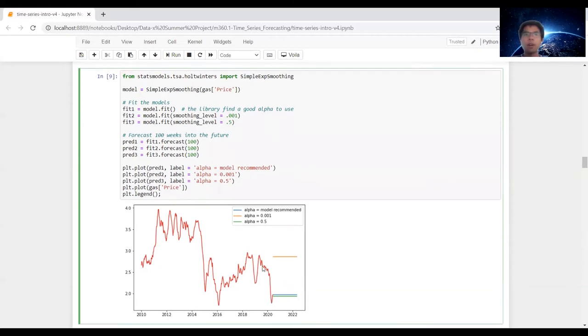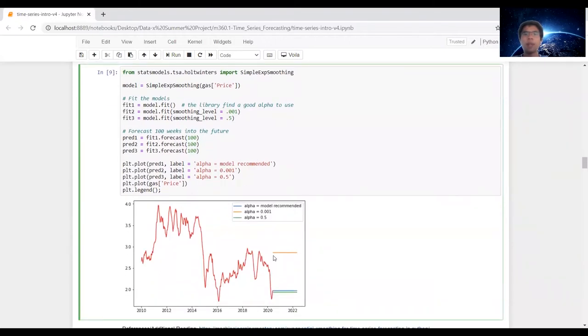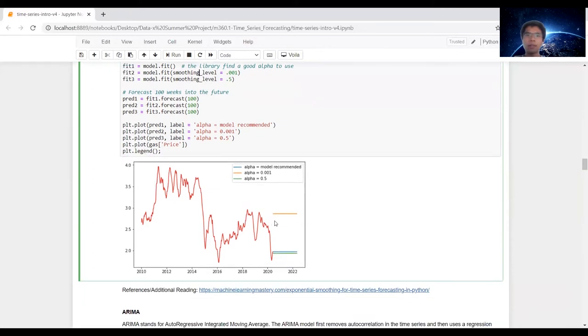If I use a low alpha here, such as 0.001, I'm saying don't be responsive. So look at the previous data more, look at historical data more. That's why when the alpha is low, we see that the forecast, which is the orange line here, is similar to values we saw a very, very long time ago. So the idea is here, low alpha means that we're using the past data more. So we're using this past data a lot more, and that's what's being given a larger weight in our final forecast.